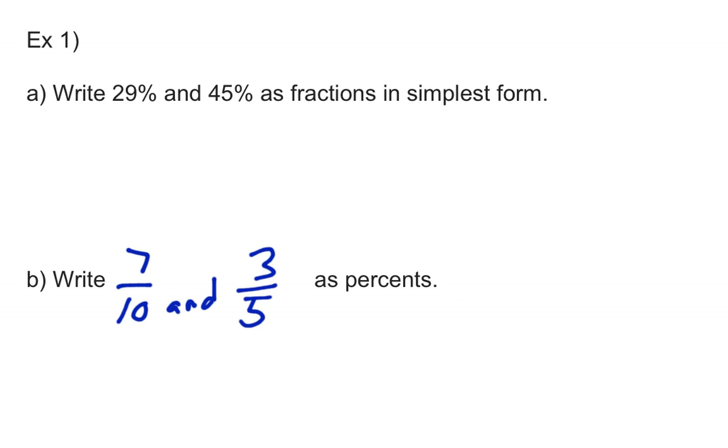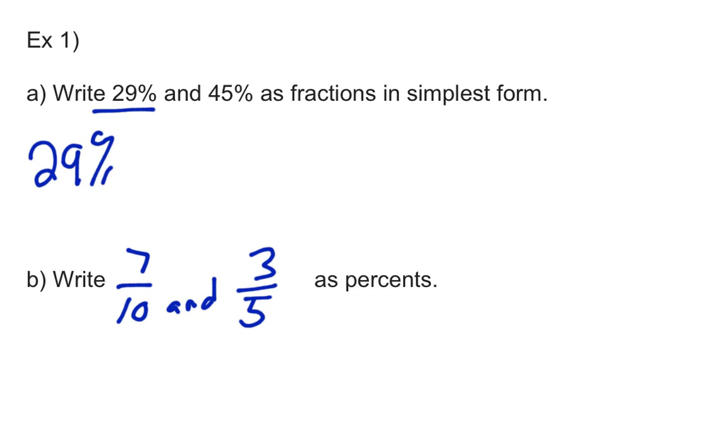Example one, I've got an A and a B doing a couple different things. In part A, we're going to be taking 29% and 45%, and we're going to write them as fractions in simplest form. And then in part B, we're going the other way. We start with fractions that are in simplest form, and we're going to change them back to percents. So for part A, we're going to take those percents and change them into fractions.